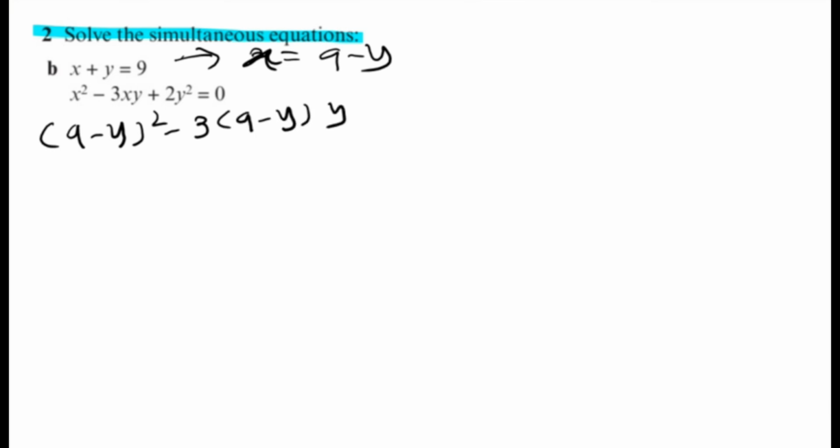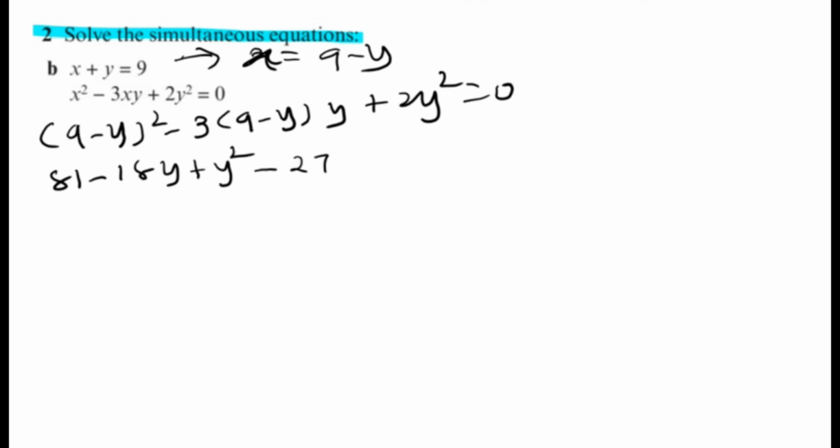Question 2, solve the simultaneous equations. So the first equation, we can see, is a linear equation and the second is a quadratic equation. I am making x the subject here. So x is equal to 9 minus y. So I have to substitute this value here. So it's (9 minus y) squared minus 3(9 minus y) into y plus 2y squared is equal to 0. Now (9 minus y) squared means (9 minus y) into (9 minus y). That will give me 81 minus 18y plus y squared.